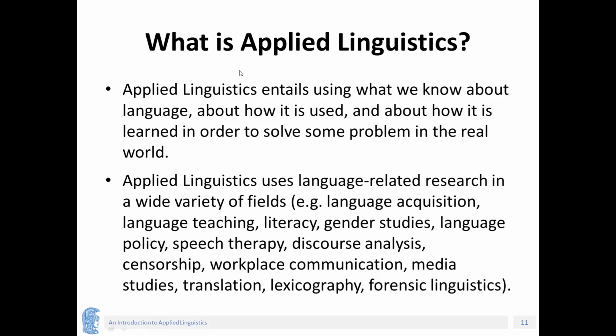From this, you can understand that the branch of applied linguistics has expanded a lot today. Sometimes you may not get some idea about forensic linguistics, but based on language, there are crimes. So there is a branch of that, forensic linguistics.